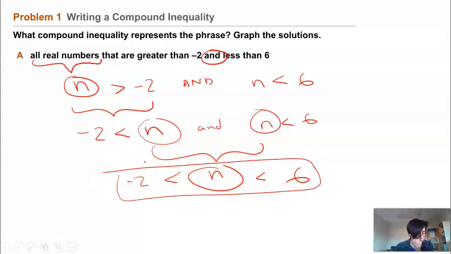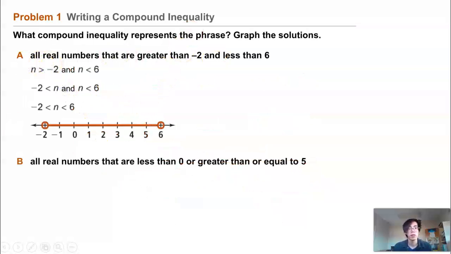So when I put it all together on a number line, I know that both of these values, because this is a less than sign, are going to be open dots. This is going to be an open dot, and this is also going to be an open dot. When I graph it all together, this is what I should get for my graph: -2 is less than n, and n is less than 6, right there.